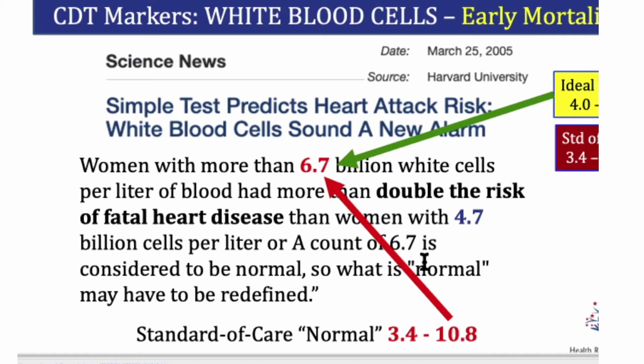should be redefined. But here we are 16 years later, and if anything, white blood cell normal values, I can guarantee you, they've become wider. 6.7 is now considered even more normal than it was in 2005. Okay? So the standard of care today is 3.4 to 10.8, and that varies from lab to lab, but it's roughly that. So you can see 6.7 is well in it.